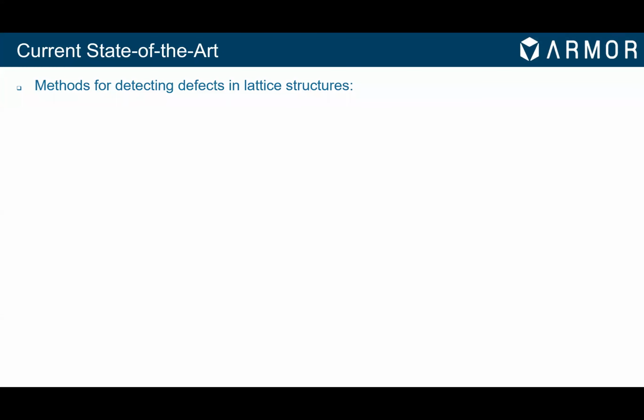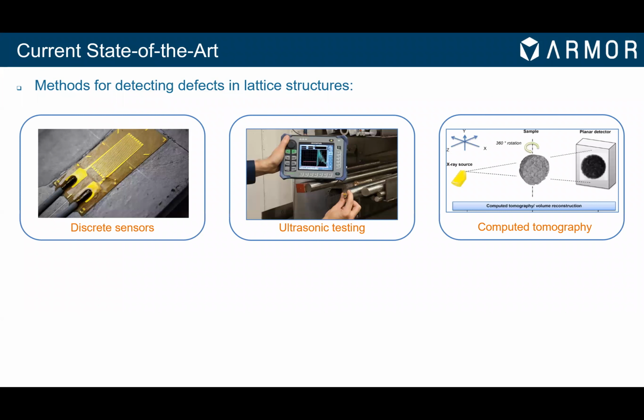Now, if we examine the current state of the art used to detect defects in lattice structures, several different techniques have been proposed and used, and they include the use and embedment of discrete sensors in these additively manufactured components. People have used ultrasonic testing as well, or ultrasonic tomography, or leveraged radiographic methods such as computed tomography to generate a detailed image of these lattice structures and components.